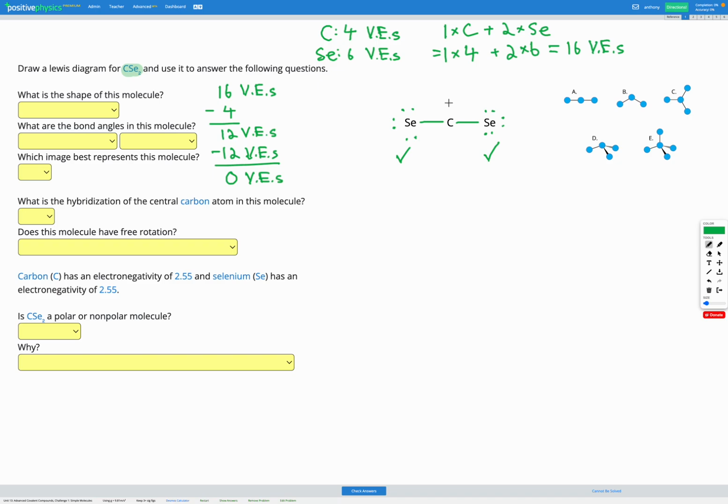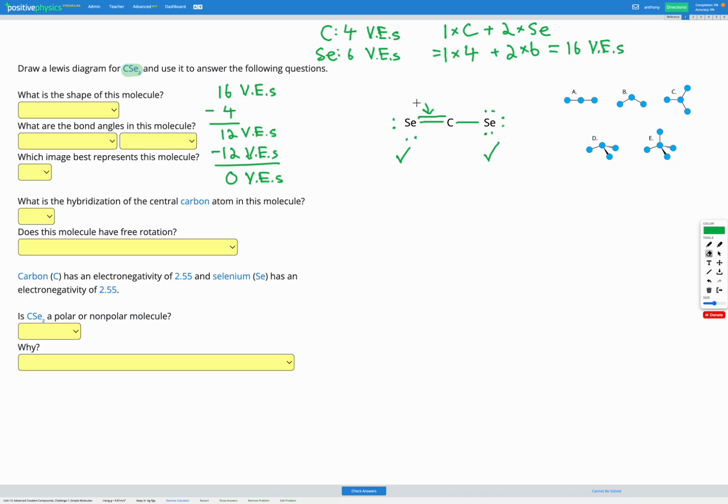Now my carbon atom in the middle has 2 single covalent bonds, which each contain 2 electrons. So that's a total of 4 electrons. So my carbon has 4 electrons around it. It needs 8 to obey the octet rule. So right now, carbon is not obeying the octet rule. To fix that, what I'm going to do is take a pair of electrons from my selenium and form them into a bond. So I'm going to form that into a double bond here with my carbon.